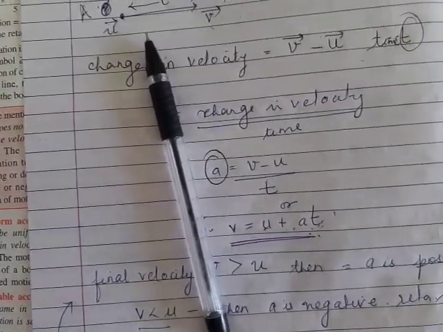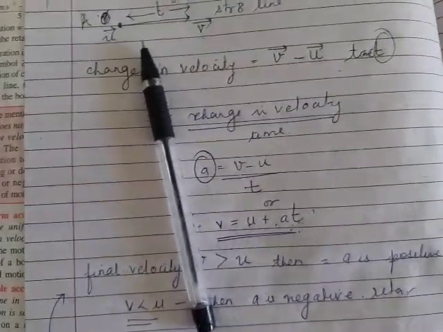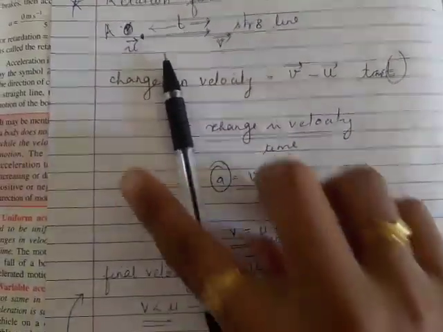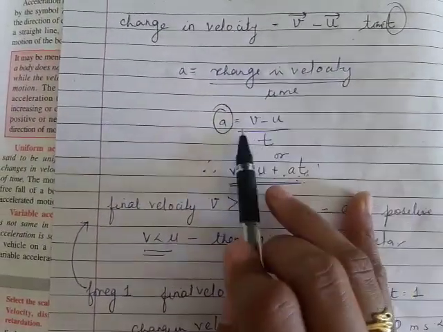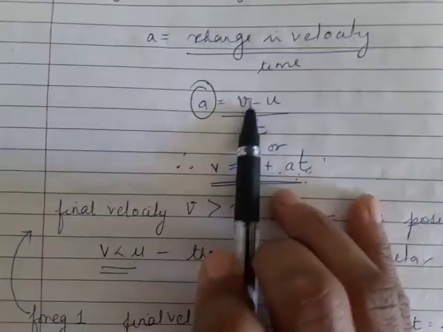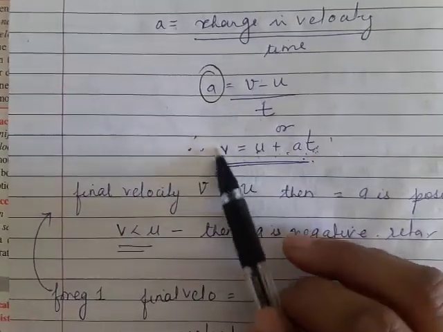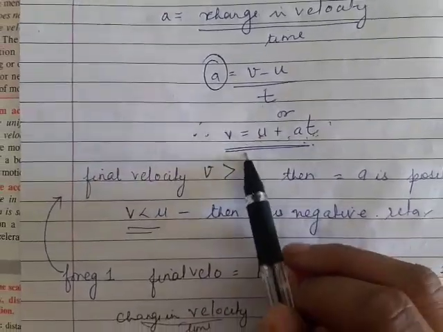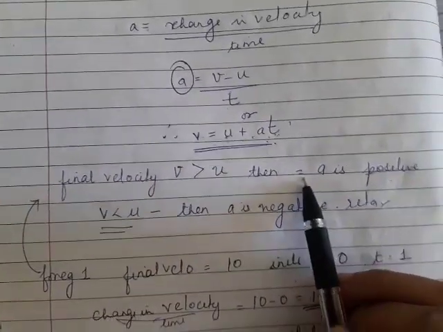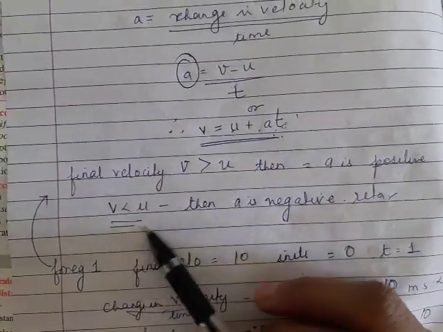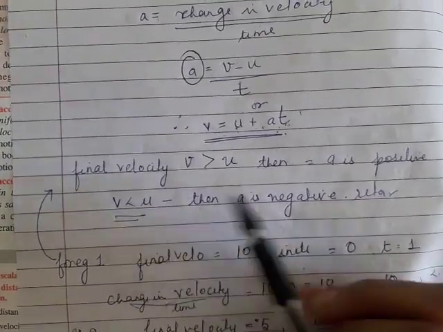Then the change in the velocity. What is the change in the velocity given as? v minus u upon t. Change in velocity is v minus u, time is t, so v minus u upon t, which we will write as u plus at. If the final velocity is greater than u, then a is positive, and if the initial velocity is greater than the final velocity, then a is negative.